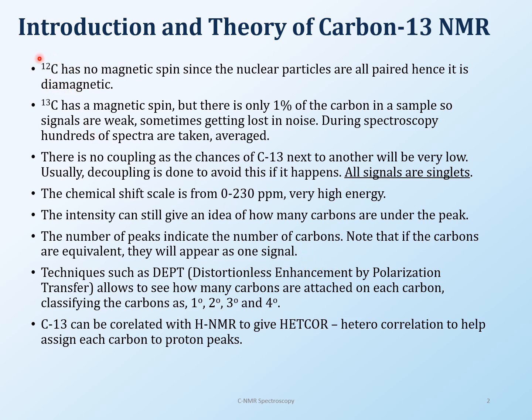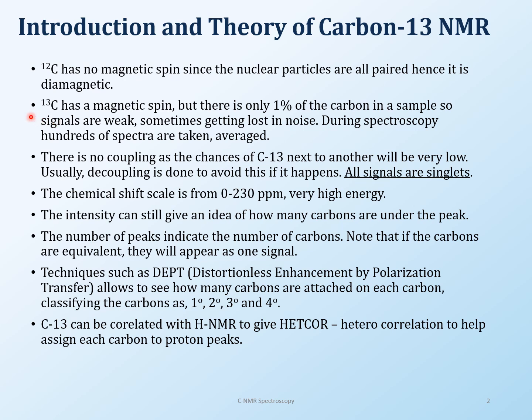So first of all, carbon by itself as an atom. Carbon-12 actually has no magnetic spin. It is diamagnetic because the 12 tells you that the particles in the nucleus are paired up. If they're all paired, then it's not going to have any activity in the magnetic field. So carbon-12 does not show up in the NMR. That's why this is carbon-13, because carbon-13, an isotope of carbon, has a magnetic spin.